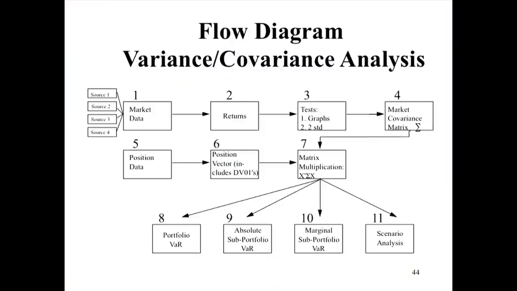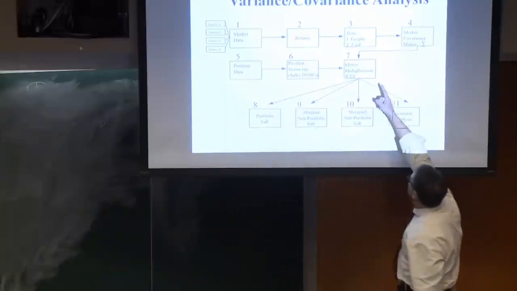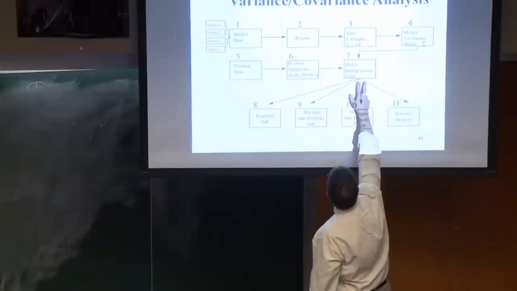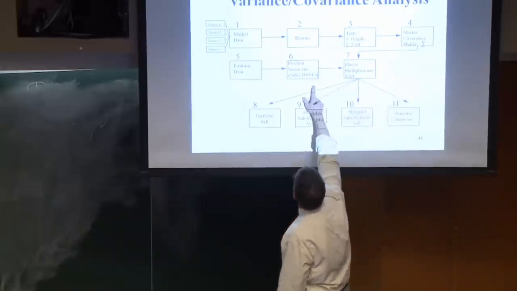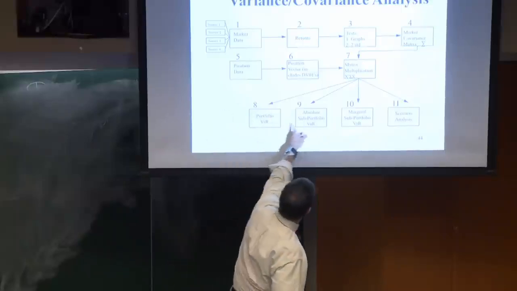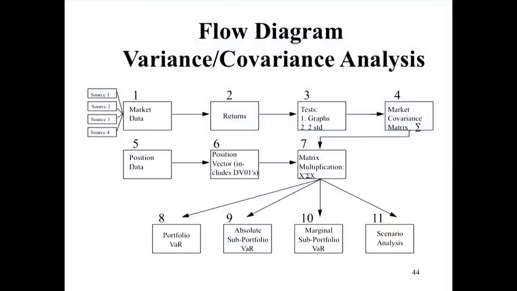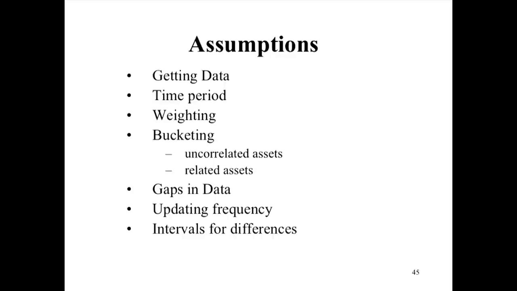I use a little flow diagram. Get your data, returns, graph your data to make sure you don't screw it up. Get your covariance matrix, multiply your matrices out, x transpose sigma x, using the position vectors, and then you can do your analysis. Normally I would spend some more time on that bottom row and different things you can do with it, but that'll have to suffice for now. A couple points I want to make before we move on about the assumptions. Actually, I'll fly through this so we can get into Monte Carlo simulation.